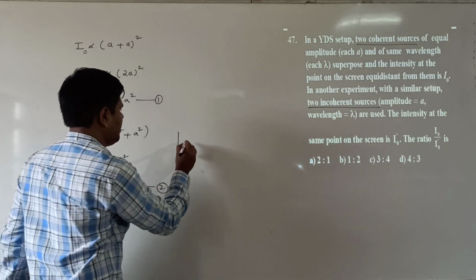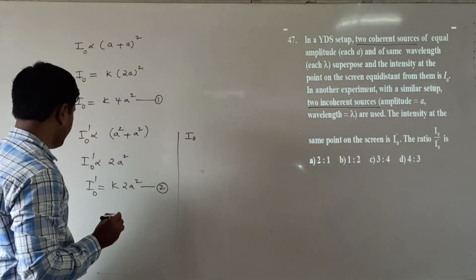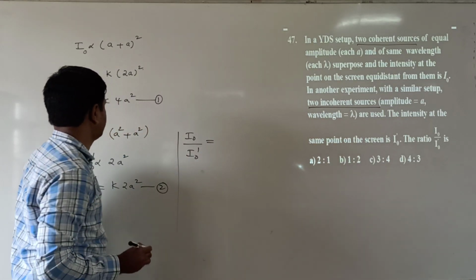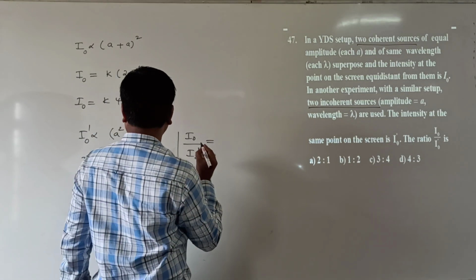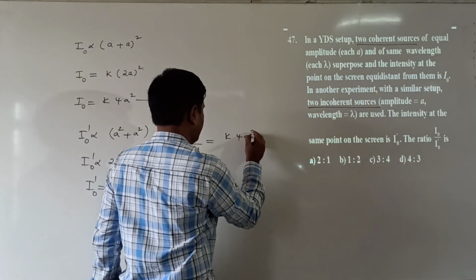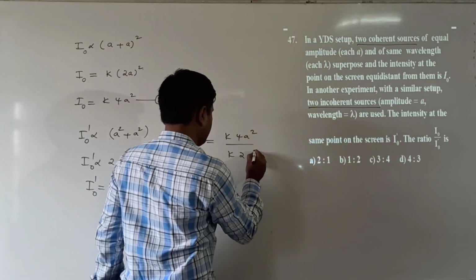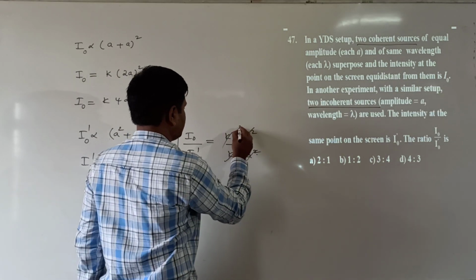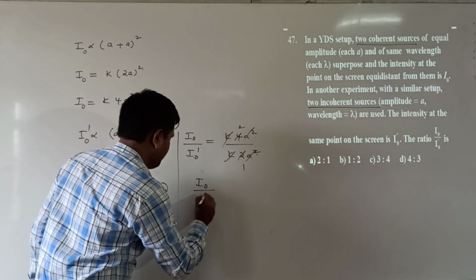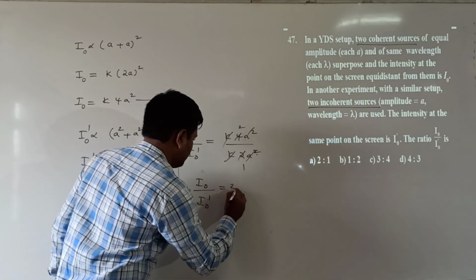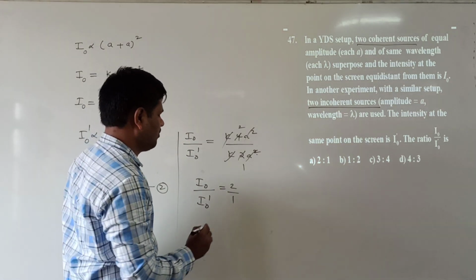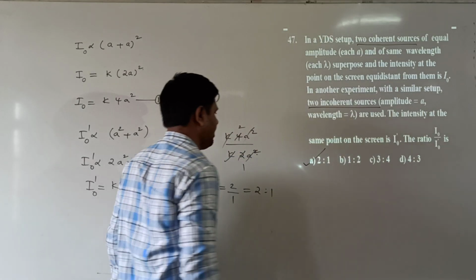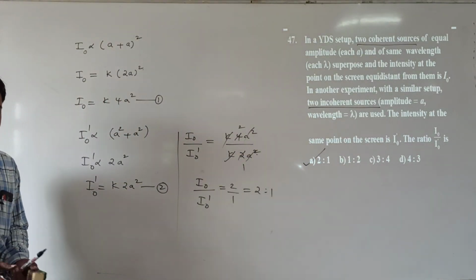The ratio is asked here: I naught by I naught dash. I naught by I naught dash is equal to K into 4A square by K into 2A square. Now K gets cancelled, A square gets cancelled, and 2 ones are 2. So I naught by I naught dash is equal to 2 by 1, that is 2:1. Which option is correct here? A option is correct.